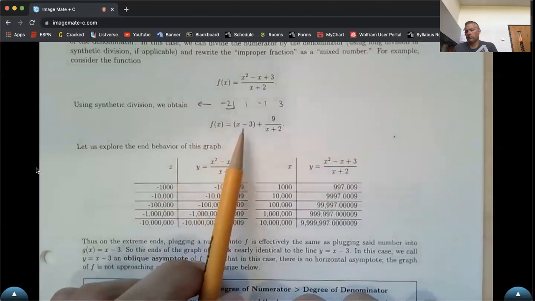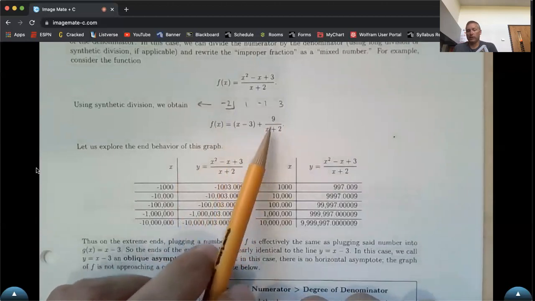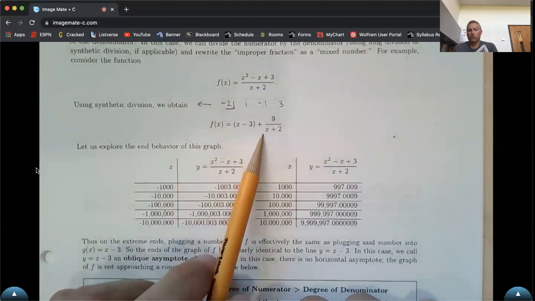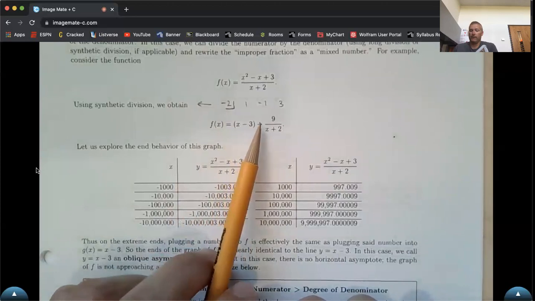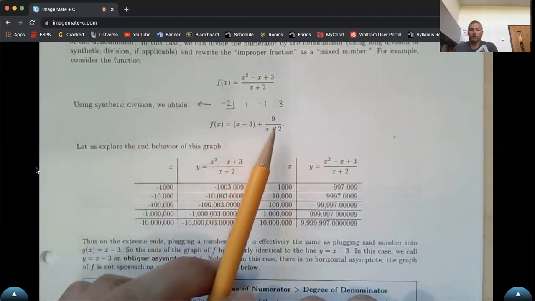In other words, you plug in x, you get x minus 3, and then something that's barely there. See, if x is really large, then 9 over x plus 2 is going to be almost 0. Like if x is a trillion, you get 9 over a trillion plus 2, which is almost 0.